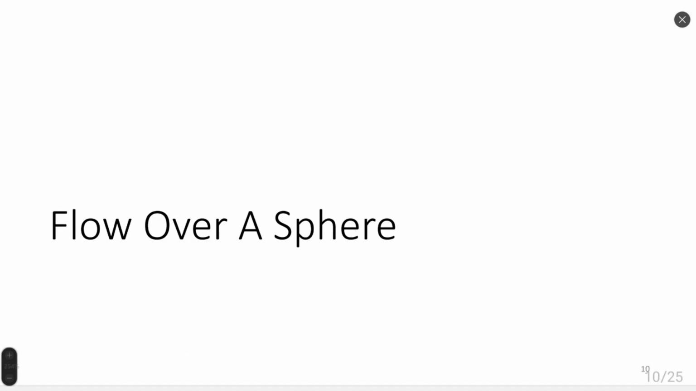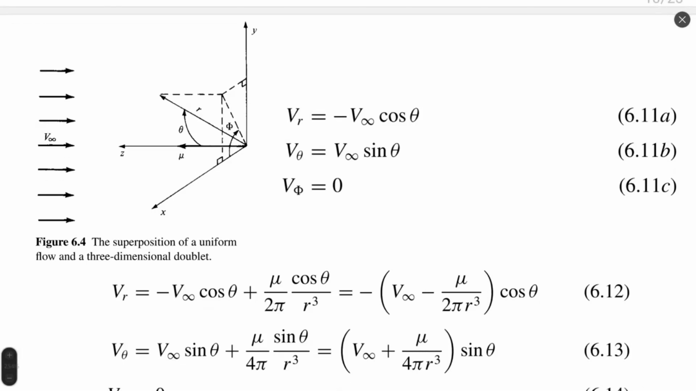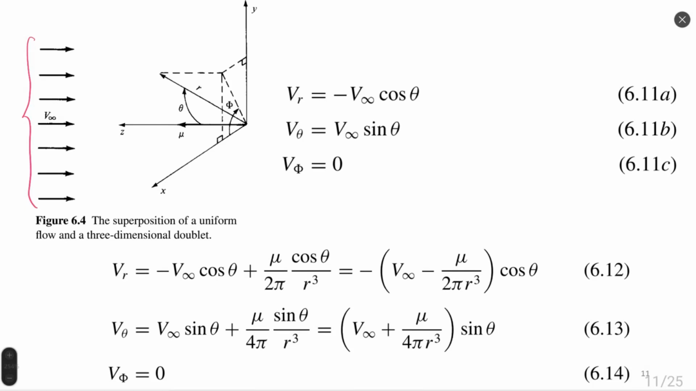Using the concept of the 3-dimensional doublet, we can describe flow over a sphere. This flow over a sphere would be a combination of 2 flows: uniform flow, which comes from infinite distance, V infinity, and the doublet, which we just discussed. Combining, or let's say summating, these 2 flows and finding the components of velocity in radial and angular direction, we obtain equations 12, 13, and 14.